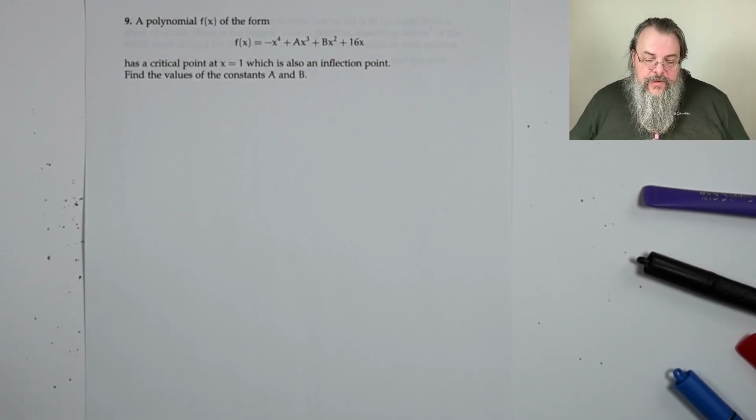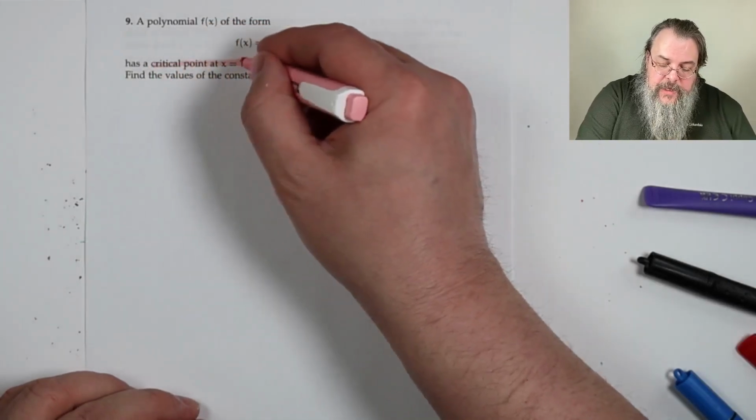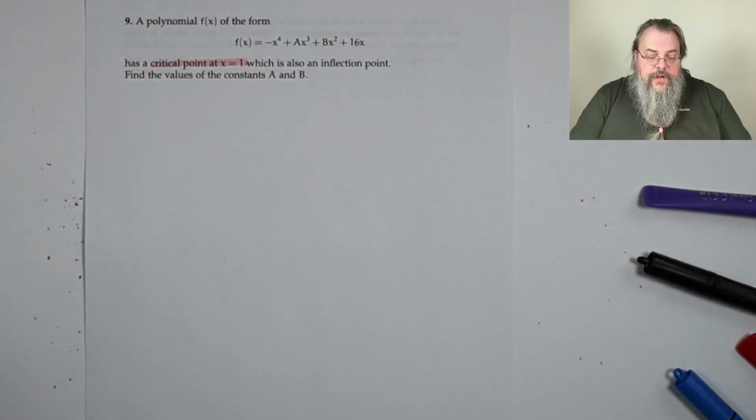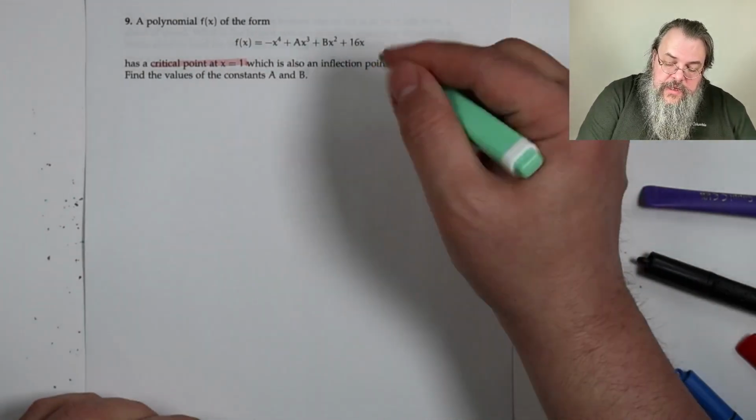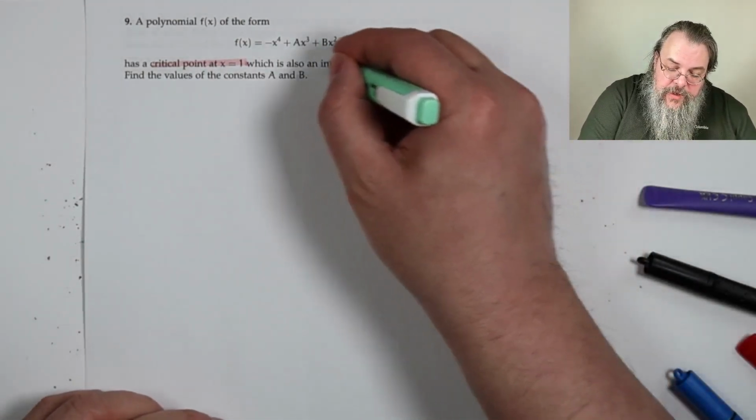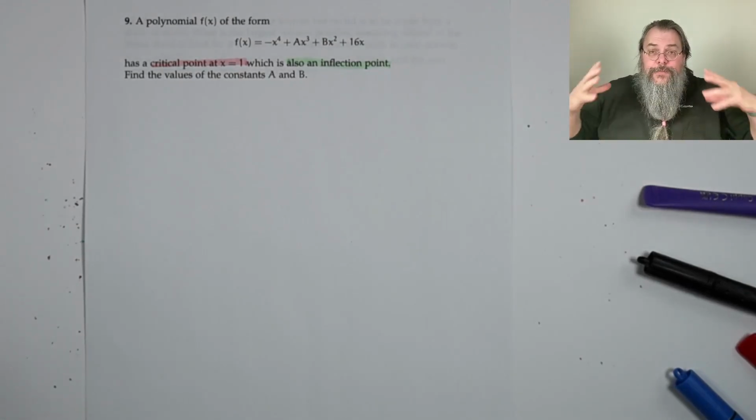Okay, so we're told it's a critical point at x equals 1. And not only is it a critical point, that point is also an inflection point. All right. Now, what does that tell us? Well, when will something be a critical point?